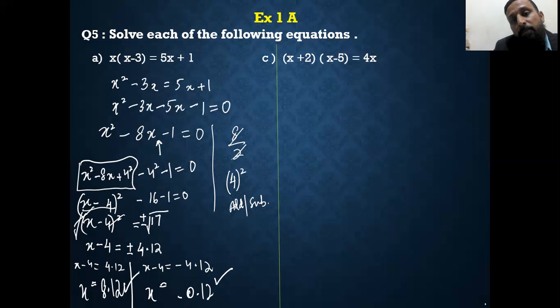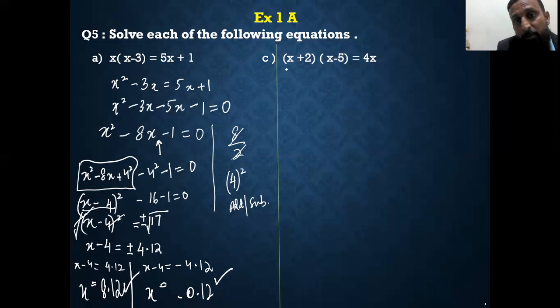Part C, x plus 2 multiplied by x minus 5 equals 4x. Again, you need to simplify the two brackets. You need to bring 4x on this side, and then you'll see the way to solve it.